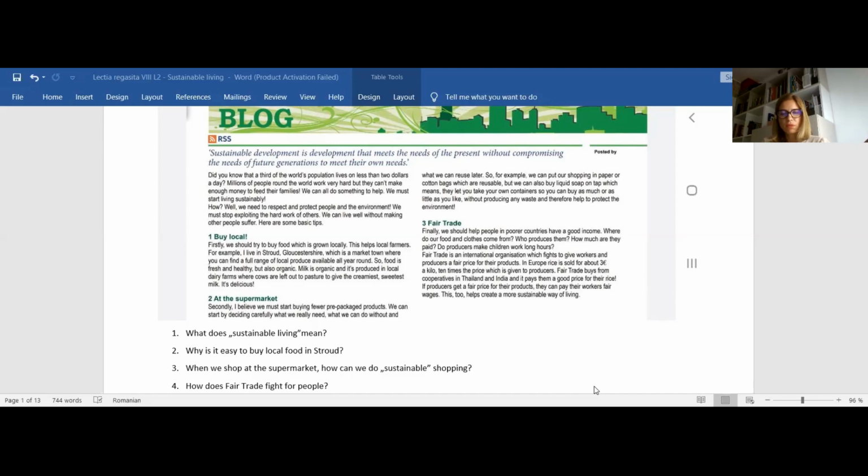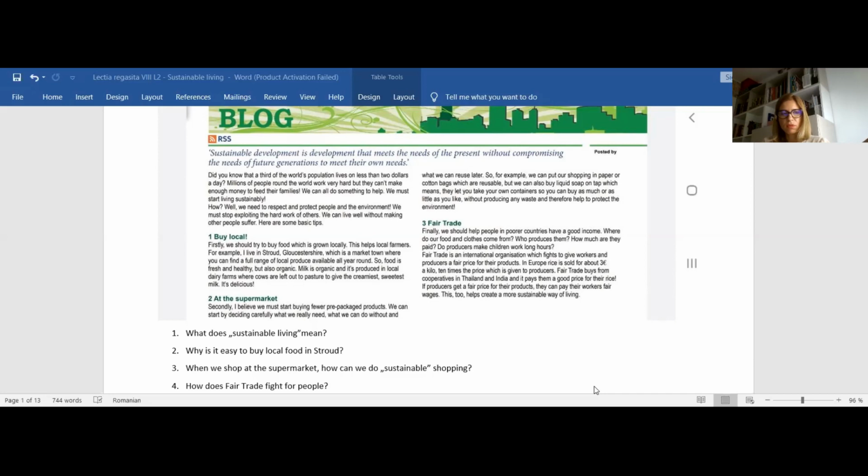1. Buy local. Firstly, we should try to buy food which is grown locally. This helps local farmers. For example, I live in Stroud, Gloucestershire, which is a market town where you can find a full range of local produce available all year round. So, food is fresh and healthy, but also organic. Milk is organic, and it's produced in local dairy farms, where cows are left out to pasture to give the creamiest, sweetest milk. It's delicious.